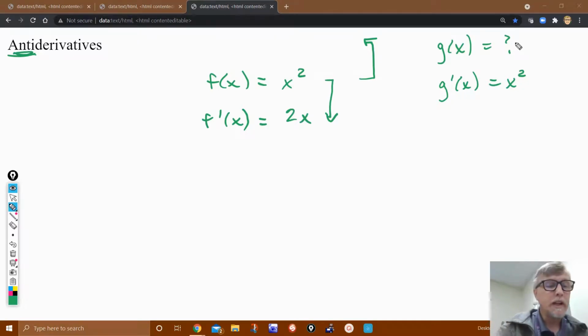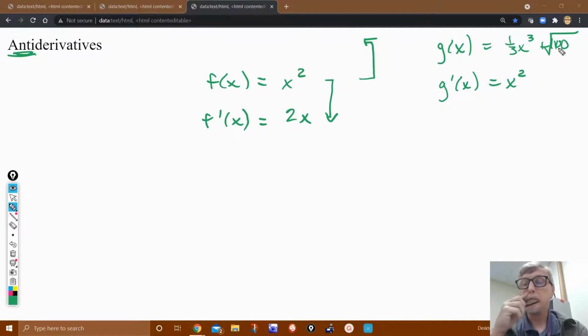And if you've been thinking about this, there are lots of answers to this, right? But 1/3 x cubed would be one of them. 1/3 x cubed plus 100 would be one of them. 1/3 x cubed plus the square root of 100 would be one of them, because the derivative of any constant is 0, right? So there are lots of different antiderivatives for this particular function.